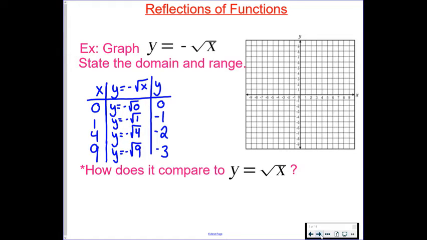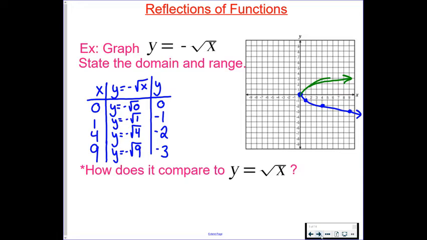So now I'm going to graph it. 0, 0; 1, negative 1; 4, negative 2. And last one, 9, negative 3. And there's our graph. Okay, how does this compare, though, to its parent function, y equals the square root of x? Right, if we think back to yesterday's notes, the square root of x looked like this kind of function, something like that.